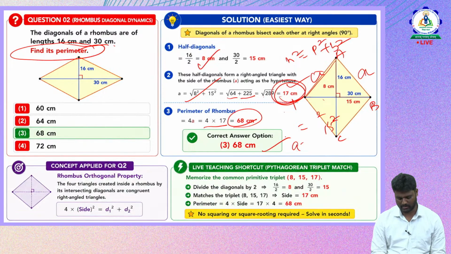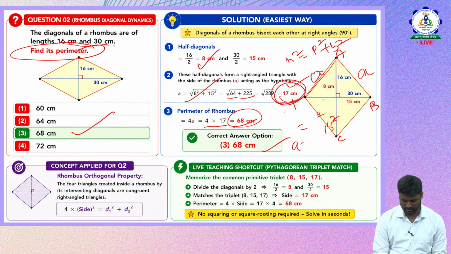So what is the answer? 68 centimeters. Which option is correct here? The third option, option 3, is correct. So this is the correct answer.